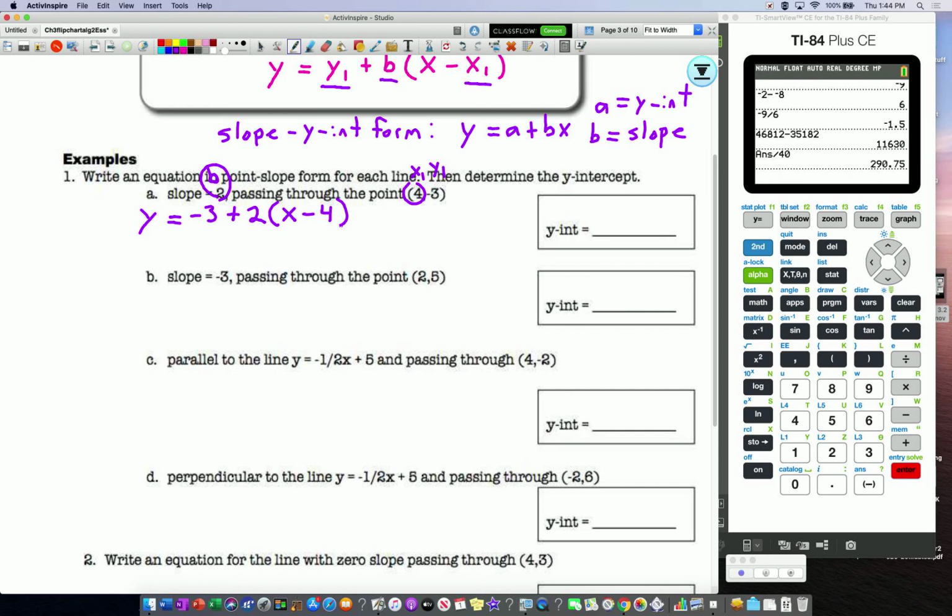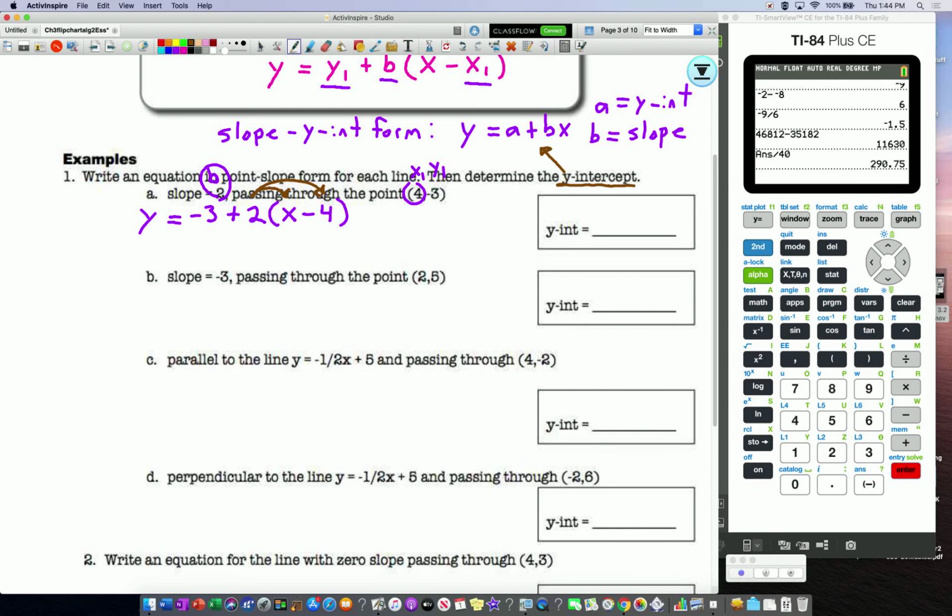Now the second part of this problem asks you to find the y-intercept. To really find the y-intercept, we want to use that form right there. Y equals a plus bx. So what I need to do is I need to use some algebra, combine like terms, and get it so that it equals y equals a plus bx. It's close, but I still got to do a little bit of work.